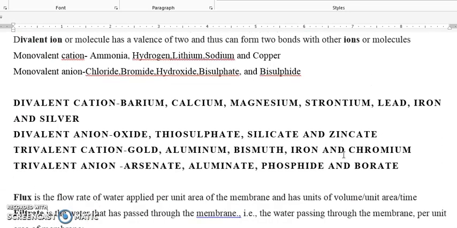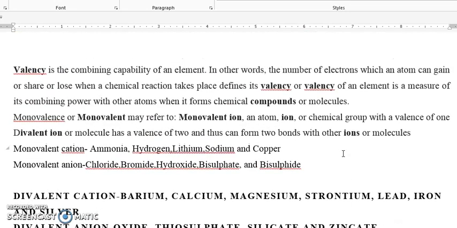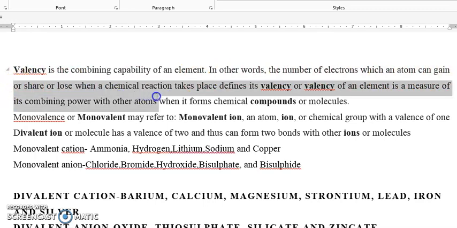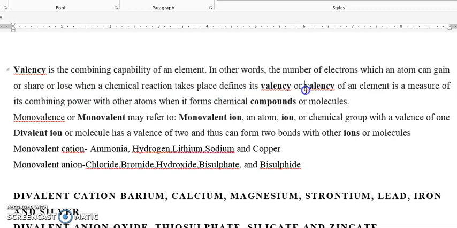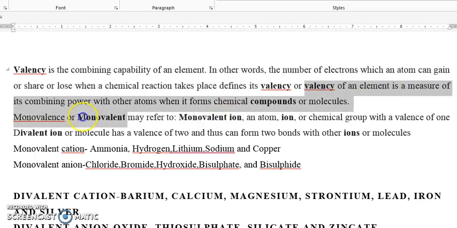Now here there are certain definitions which we will understand now, because we will be using these words many times later on. Everyone knows this, but just as a reminder, valency you have studied in chemistry. Valency is the combining capacity of an element. In other words, the number of electrons which an atom can gain, share or lose when a chemical reaction takes place is defined as valency. You can also say that the valency of an element is a measure of its combining power with other atoms when it forms a chemical compound or a molecule.